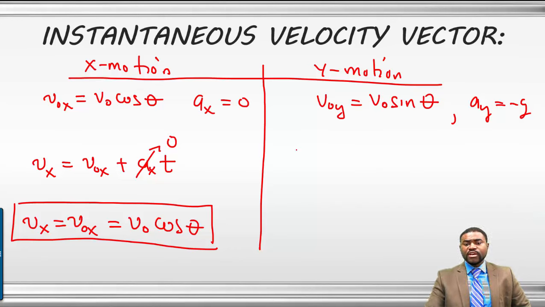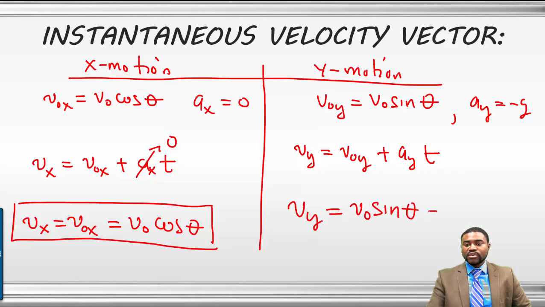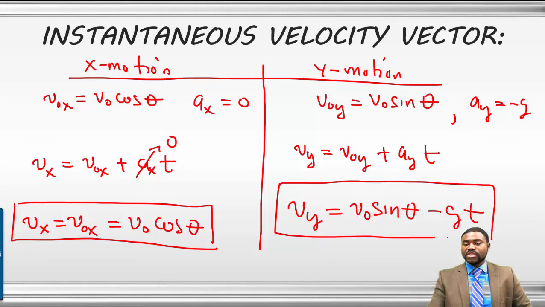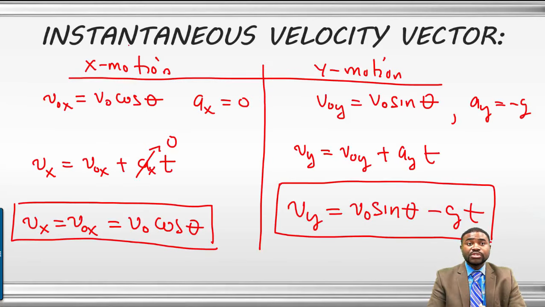On the other hand, we have here Vy is equal to V0y plus a_y times t, which means that Vy is equal to V naught sine of theta minus g times t. You do realize that the y velocity is a function of time, so it changes, it varies. Hence, if we plot graphs, this is critical for projectile motion, therefore it's important for you to understand this. And why am I going the extra length of showing you how this is derived? Because you're required to know this for AP Physics 1.